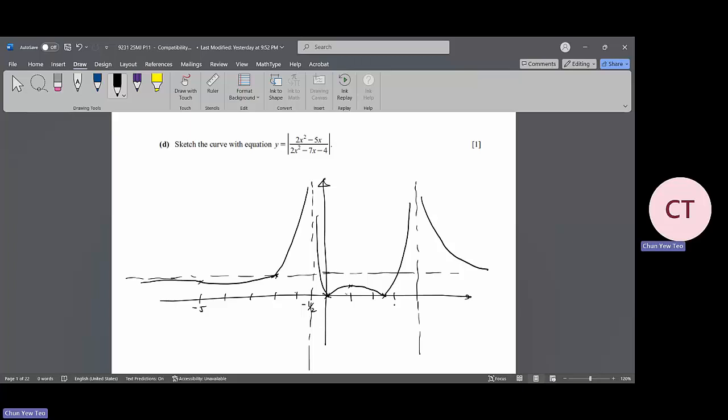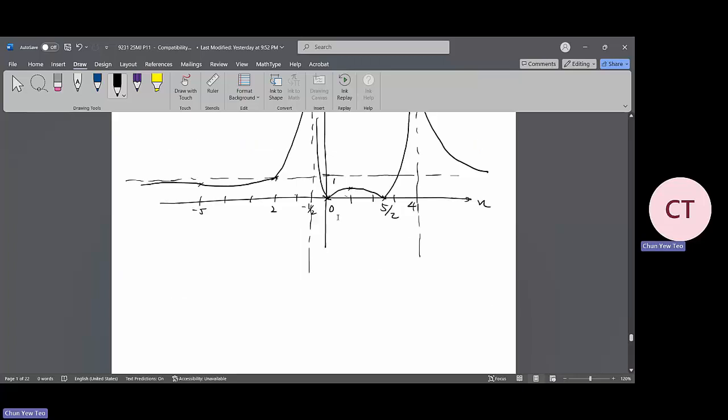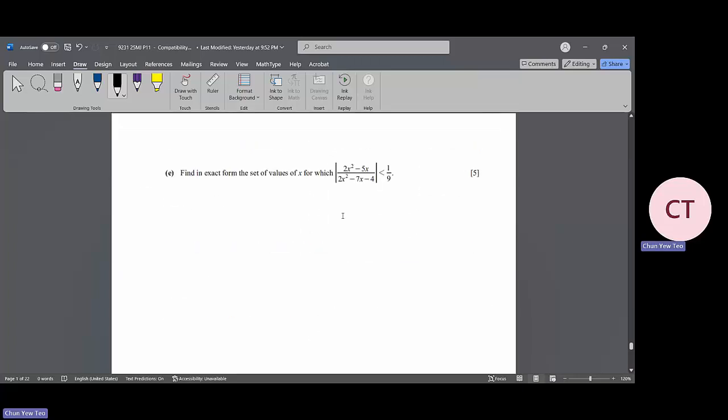So this is the 4. This is the 5/2. This is a 0. This is a 2. This is a 1. Okay, so this will be the graph for the D. And then move on. We are looking for the E, solving the inequality.